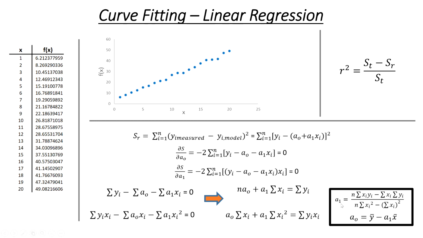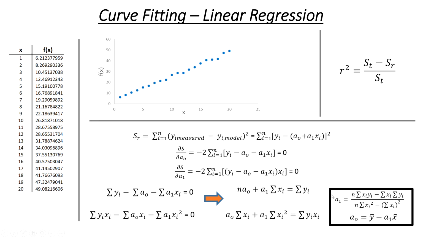So once I have a1, I can easily get a naught by using the average of y and x. The way you get y bar, which is the average, is you take the sum of all the y, which is sigma yi, and you just divide it by n. And also x bar is the sum of all the x's divided by n.